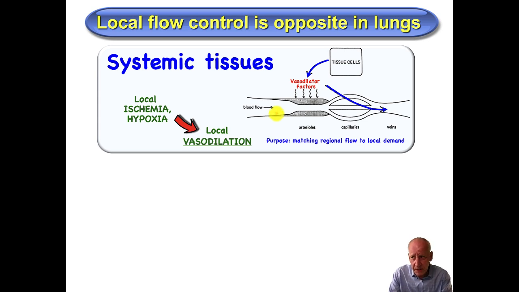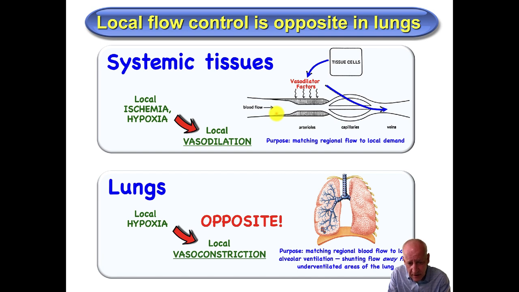We've learned that when tissues become ischemic, starved of blood flow, or hypoxic, starved of oxygen, the arterioles dilate to augment local blood flow. This is the local metabolic vasodilator theory. This mechanism works just the opposite, though, in the lung. Hypoxia causes local vasoconstriction in the lung. Makes sense. The purpose of this special mechanism in the lung vasculature is to match regional blood flow to local alveolar ventilation. You want the blood flow shunted away from the underventilated areas of the lung. You don't want to waste blood flow to an area of the lung which lacks oxygen due to poor ventilation.